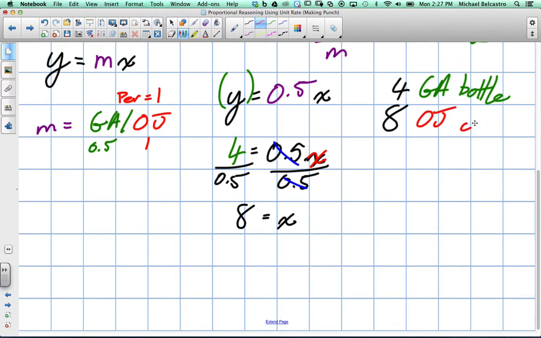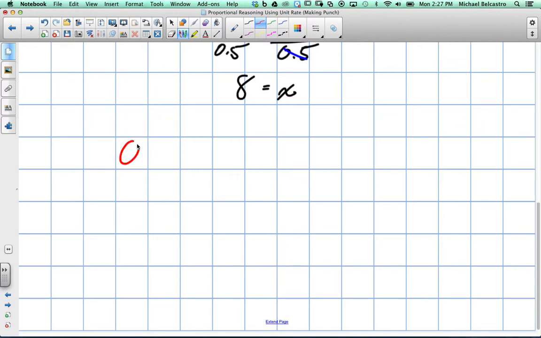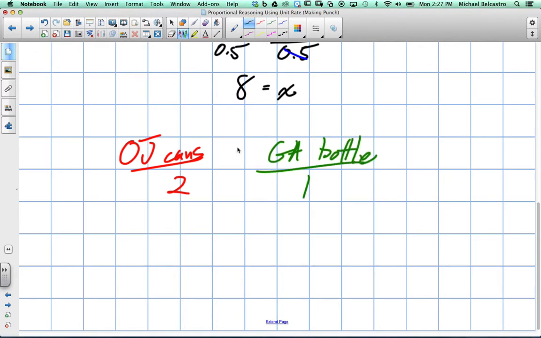So remember I said there was probably an easier way to do this. Let's set that up again. I'm going to set it up a second time. So OJ cans, we needed 2, and ginger ale bottles, we needed 1. Okay, and we knew that it was a directly proportional relationship. Okay, so we're setting up a y equals m times x. Okay. This is direct variation. Okay, we need a rate.